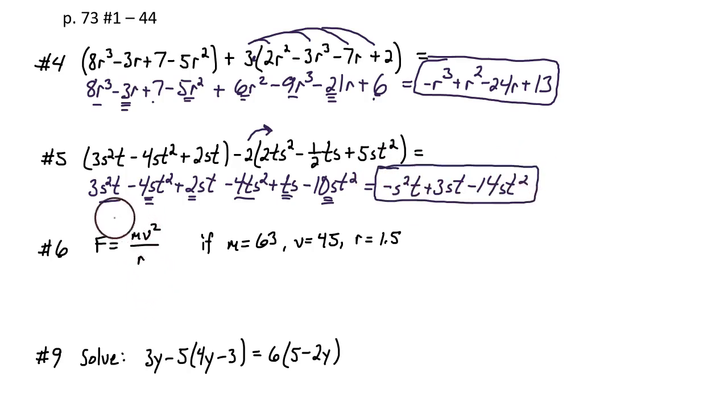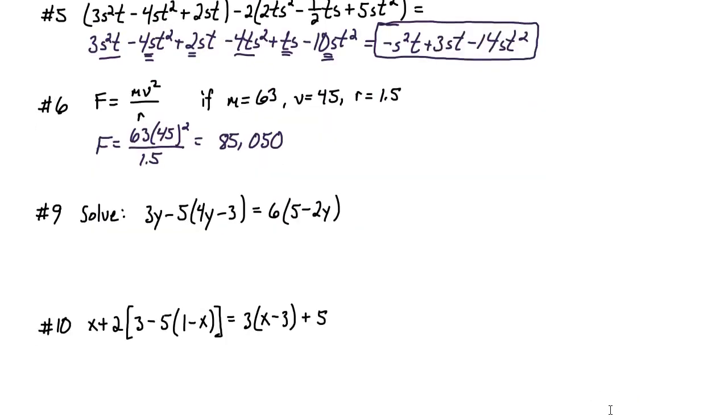Number 6, we're given an equation with several variables and given values of all of the variables except capital F. Let's make substitutions. For the letter M, 63. For the letter V, 45. And for the letter R, 1.5. Now, type this in a calculator to evaluate. 85,050.